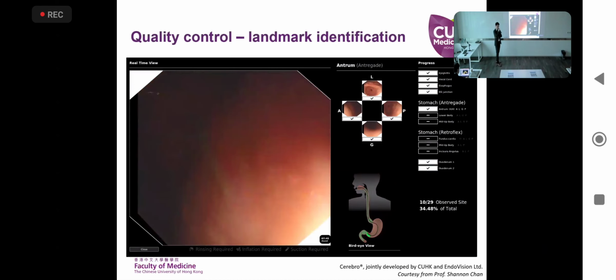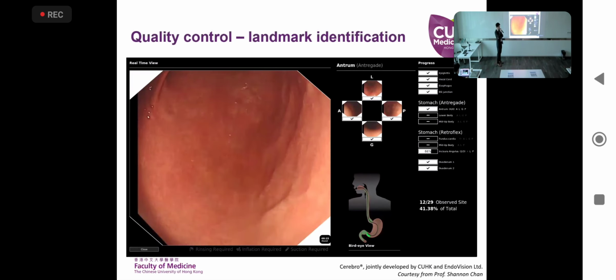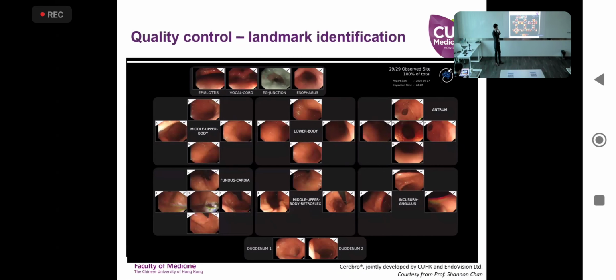One of the quality control applications is landmark identification. This is one of the applications jointly developed by CUHK and Endovision, which looks at the landmarks of the upper endoscopy. As proposed by Yao Sensei, we should always take 22 photos in our upper endoscopy. This application may help some inexperienced trainees make sure that they localize the 22 locations, and this is the end result: the system will automatically capture and identify the different places and also the missing parts, so that the endoscopist will go back again and take a look to make sure the upper endoscopy is a complete one.